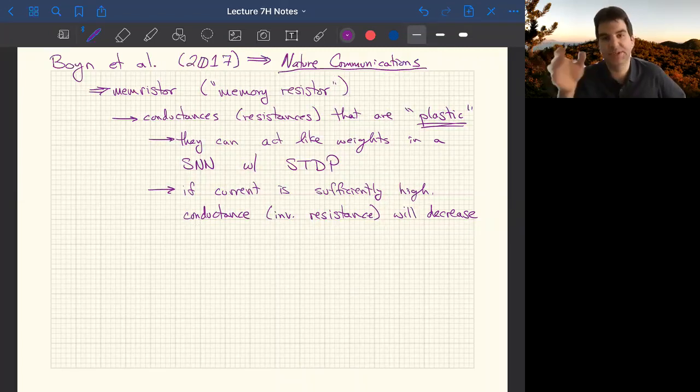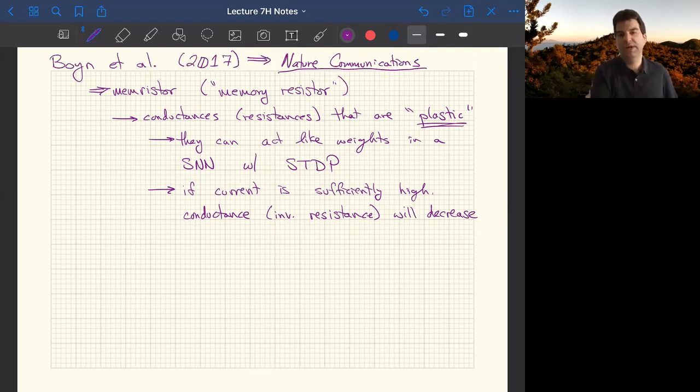It's going to act like a resistor. You put a little current in, you get a little voltage across it. You put a lot of current in, and the resistance actually changes, it gets lower. And then when you turn off that current, the resistance stays low. So then if you put a little bit of current in later, you'll get a different voltage out.